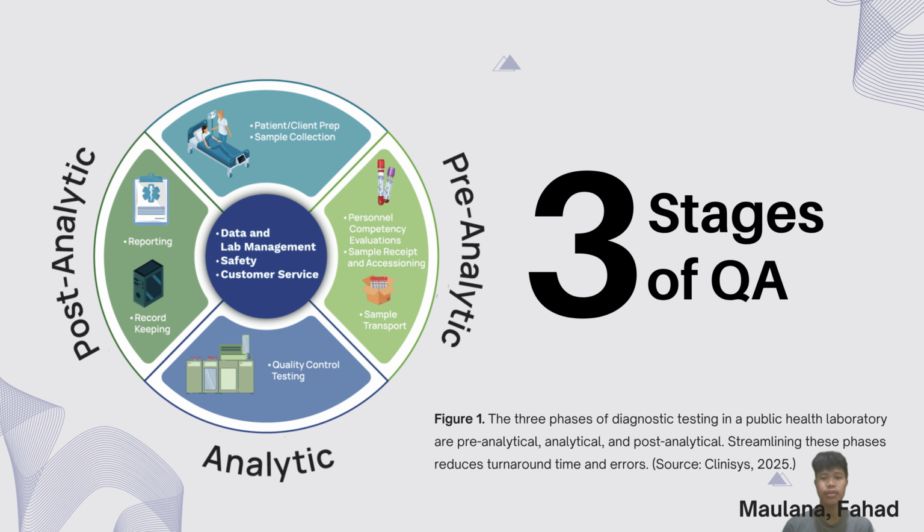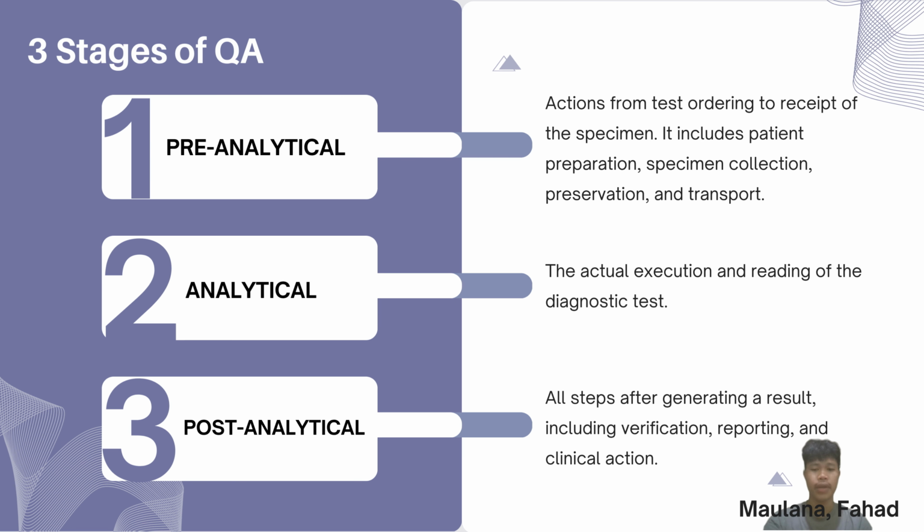Quality assurance typically involves three main stages: the pre-analytic, analytic, and the post-analytic. The pre-analytic phase covers specimen collection, labeling, and transport. The analytic phase includes actual microscopic examination and identification.